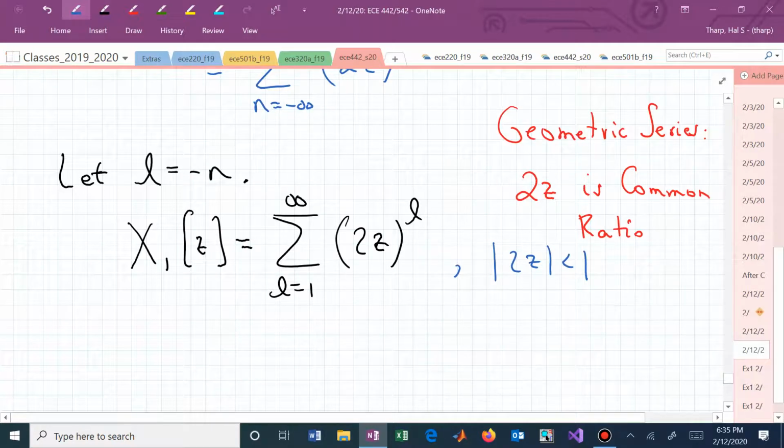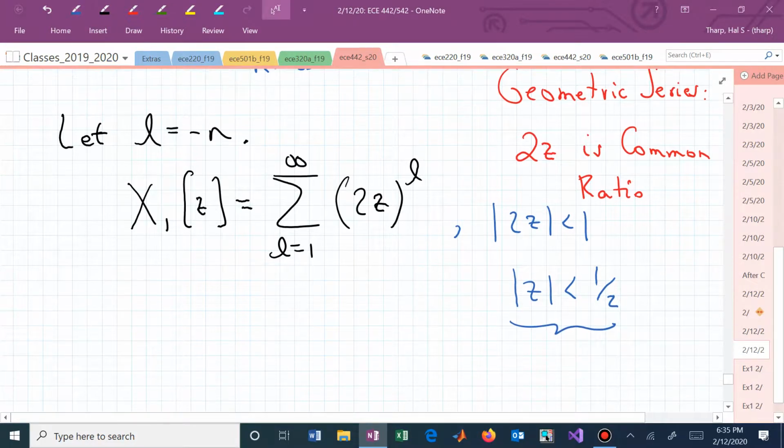Or now, what's my region of convergence? What values of z cause this capital X1 of z to produce a finite sum? So now we can divide out the magnitude of z if we want, or maybe divide by 2 on both sides. That's cleaner. So now we have that. This is now our region of convergence.